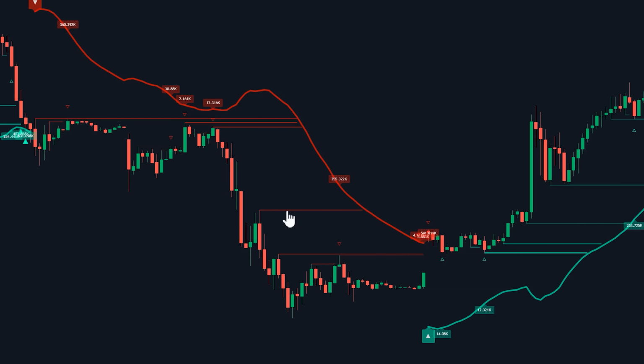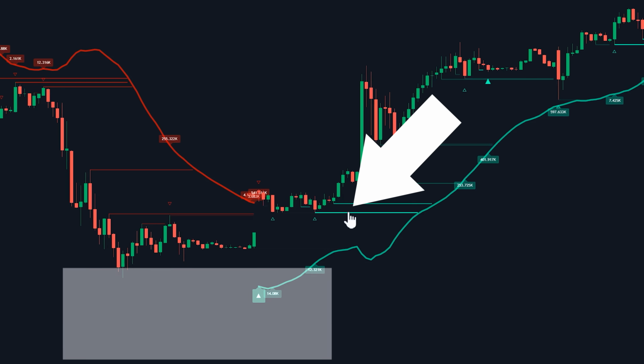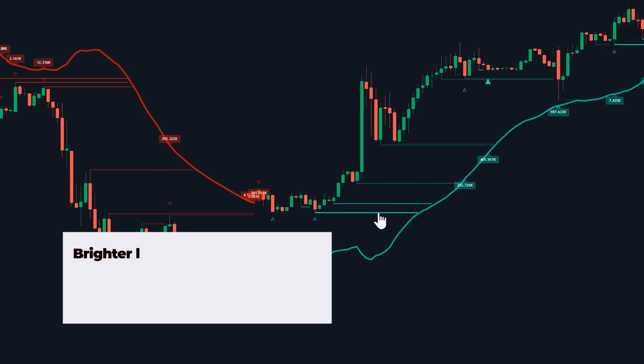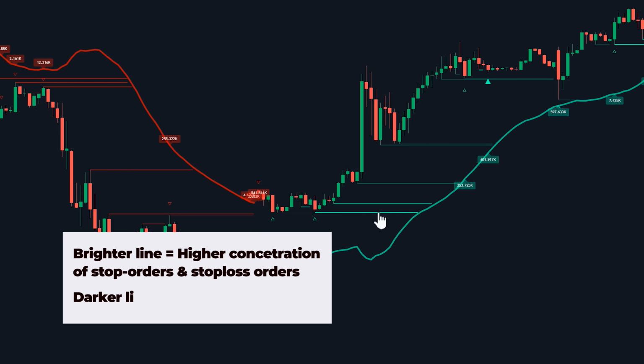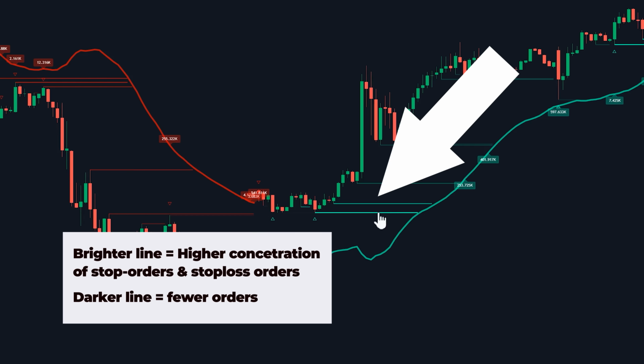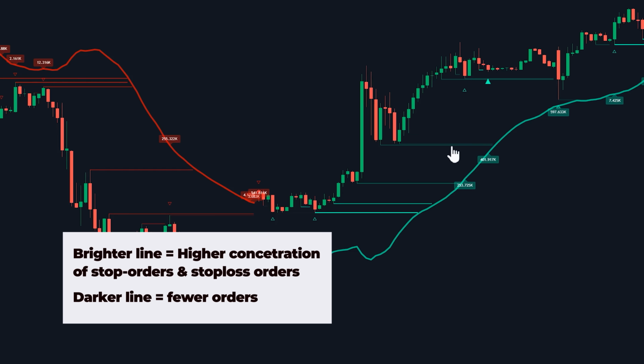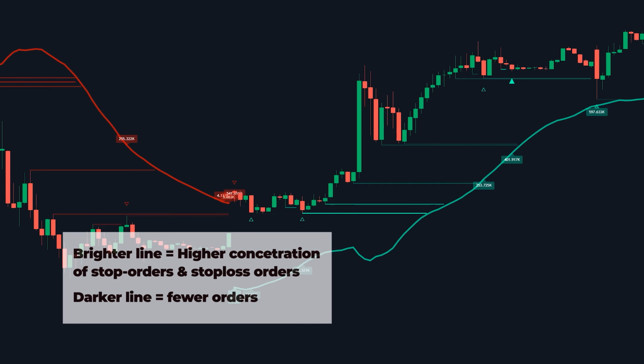You'll notice that some of the lines are actually brighter than others. A brighter line indicates a higher concentration of stop orders and stop-loss orders at that price, while a darker line suggests fewer orders. Essentially, the brighter the line, the more significant the liquidity at that level.